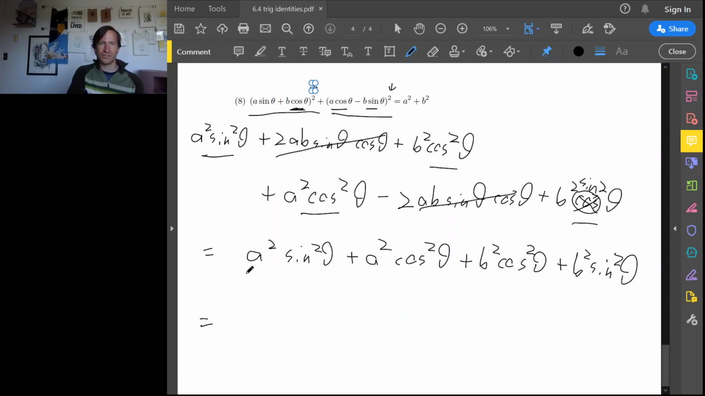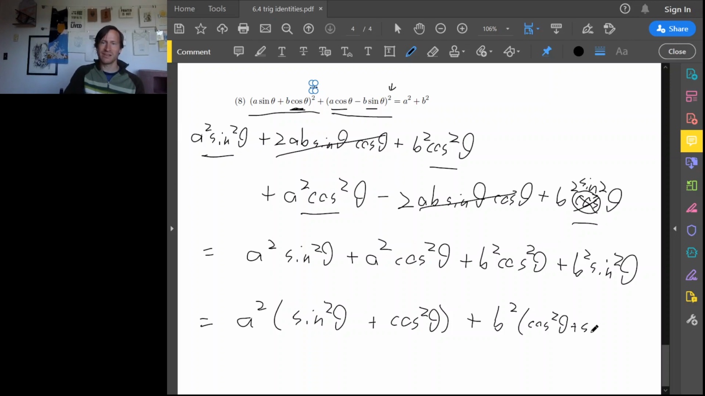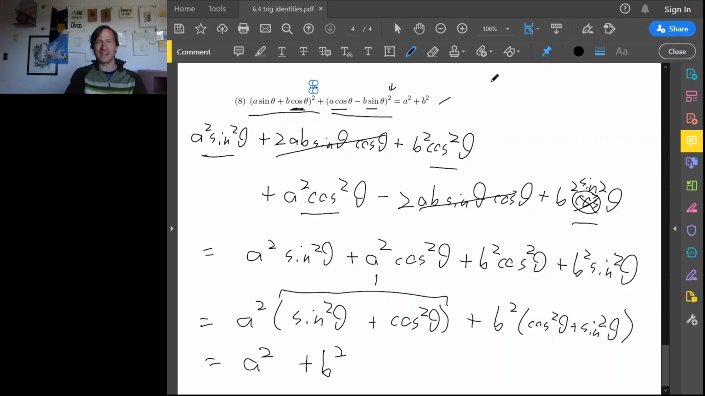Okay, now for these first two pieces, they have an a squared in common, so let's factor out the a squared. A squared times sine squared theta plus cosine squared theta plus, and then the second two pieces have a b squared in common, times cosine squared theta plus sine squared theta. But then the Pythagorean identity comes to the rescue. This entire chunk in parentheses is just 1. So a squared times 1 plus b squared times 1. And that's what we were supposed to get, a squared plus b squared. So this is really an identity.